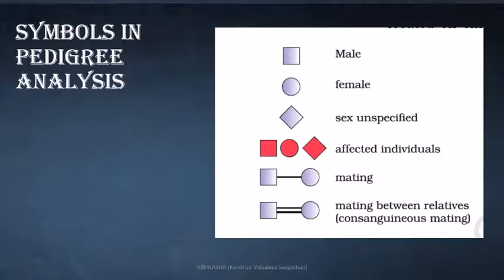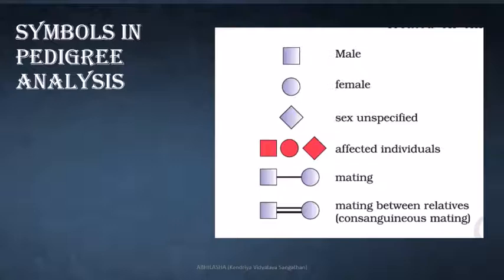Now these are some of the symbols that are used in pedigree analysis. For male, a square is drawn. For a female, a circle is drawn. If the sex is unspecified, then a rhombus can be drawn. Now these shaded square, circle and rhombus mean that the trait that we are studying is visible in these individuals. So if a square is shaded, that means the male is affected. If the circle is shaded, that means this particular female is affected, and the same way for rhombus.